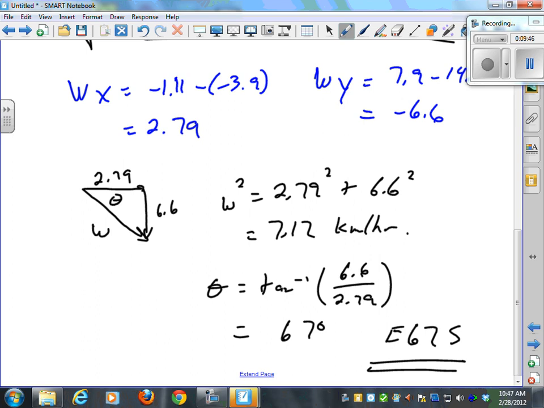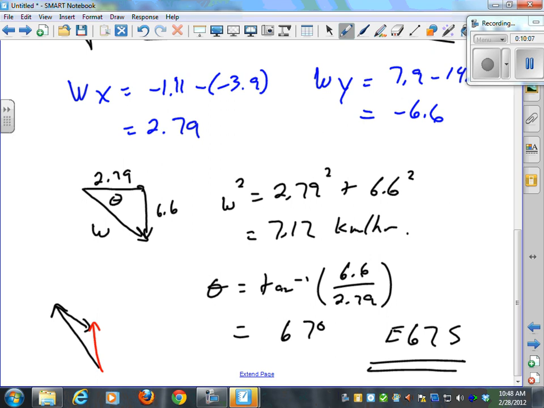Okay, so if you stop and you think, the plane's going like this at 15. The wind is pushing it back kind of like this, right? Which means the overall resultant is like that, which is what it originally was, right?